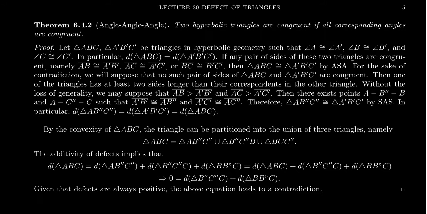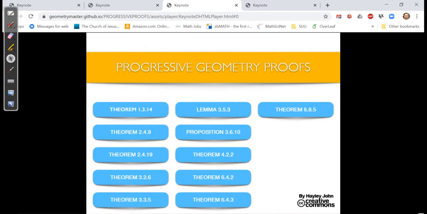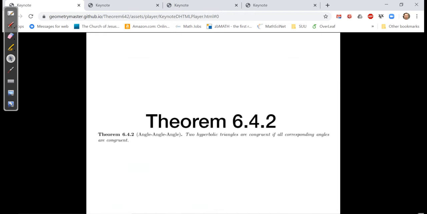What I'm actually going to do is switch over to some progressive slides from a former student, Haley John. This can be found on my webpage if you want to take a look at them. This lecture, which comes from 6.4 in Roads to Geometry, has two slides that we're going to use. Let's take a look at the first one, the angle condition.